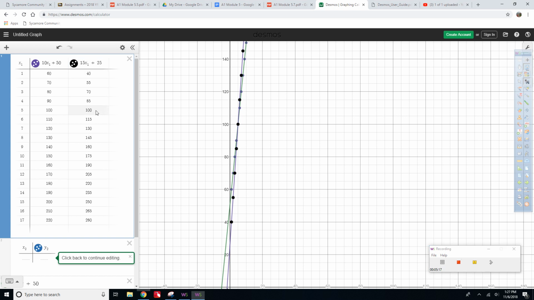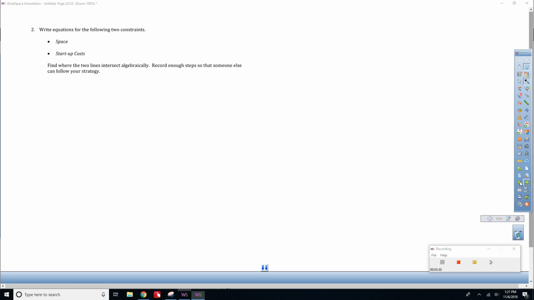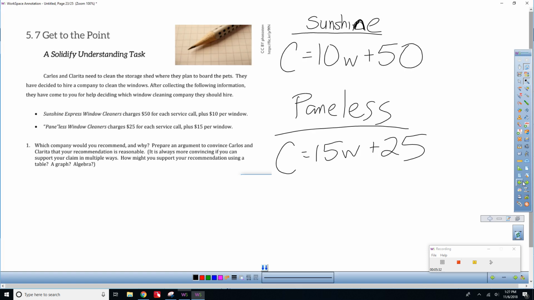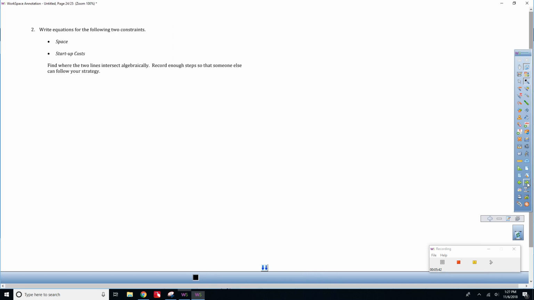And as you can see, we were right, Carson. At 5 windows, they both equaled 100. But notice now, this one starts to be more expensive. So the recommendation I would write, back to the video, would be if you want less than 5 windows washed, then choose Painless. If you want more than 5 windows washed, then choose Sunshine. Okay?